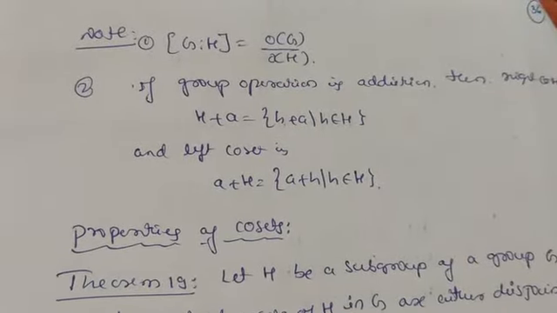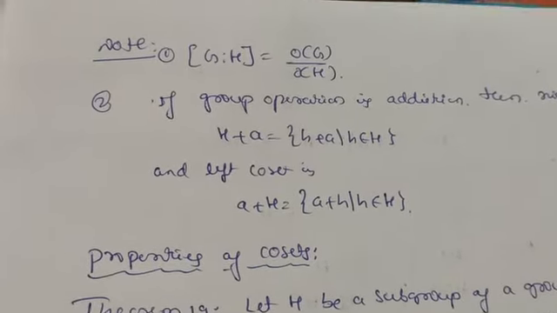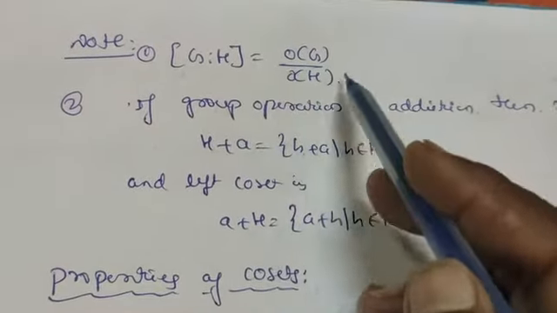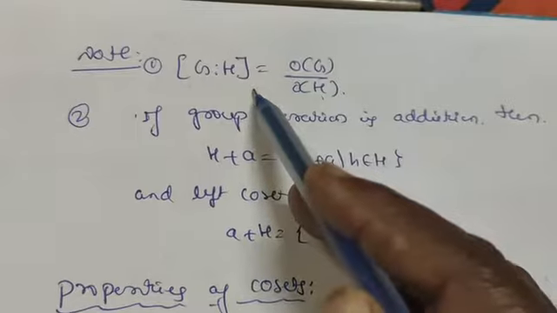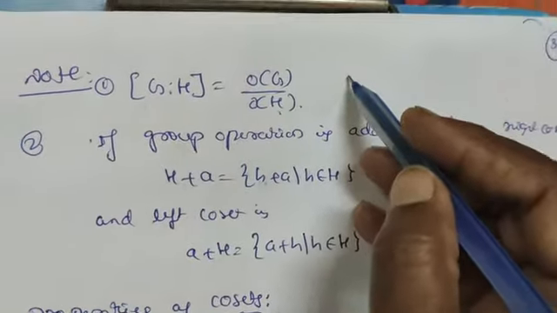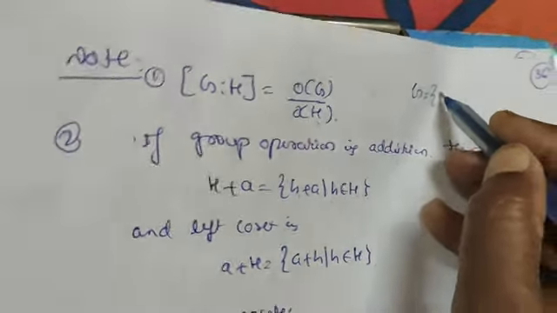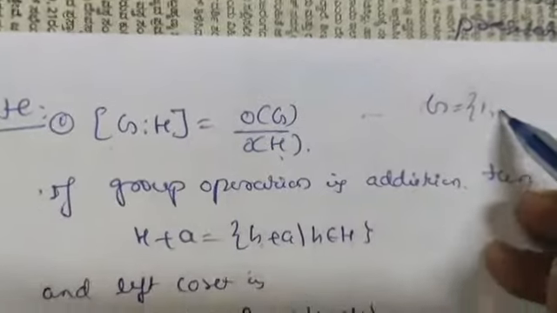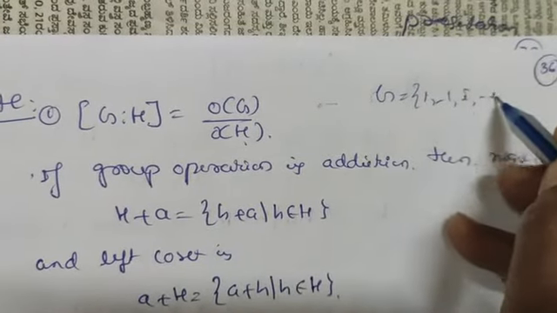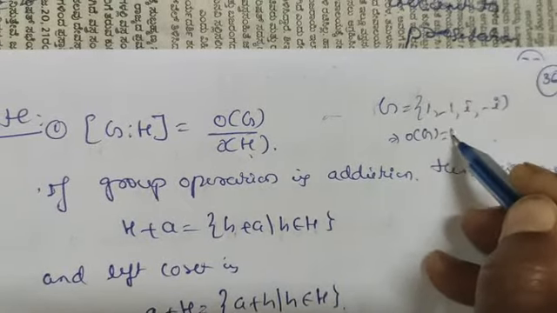Take one note here. The index of H in G is equal to the order of G divided by the order of H. In the previous example, what we have seen here, we have seen the order of G. So the order of G here is what? We know G is {1, -1, i, -i}. So its order is 4.